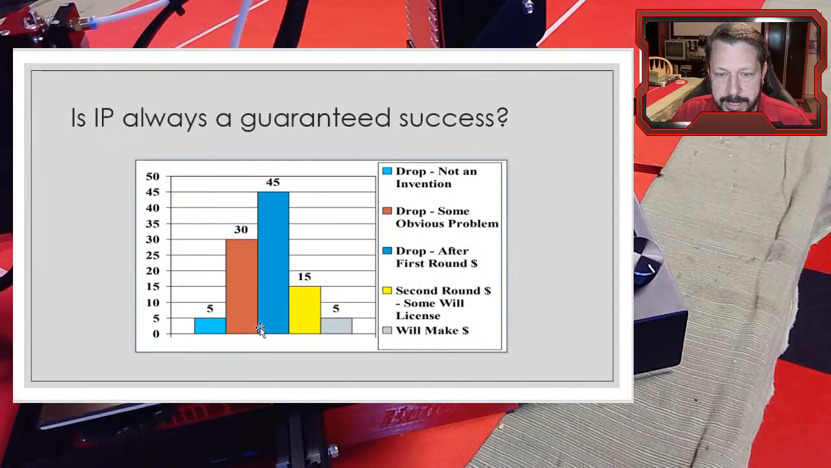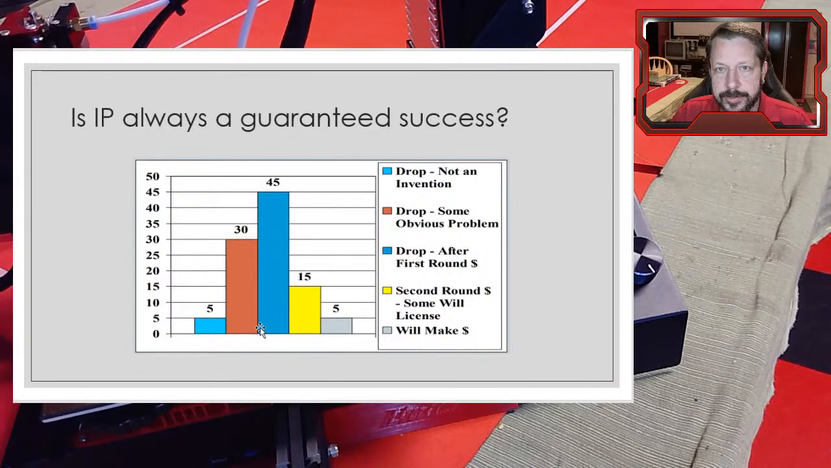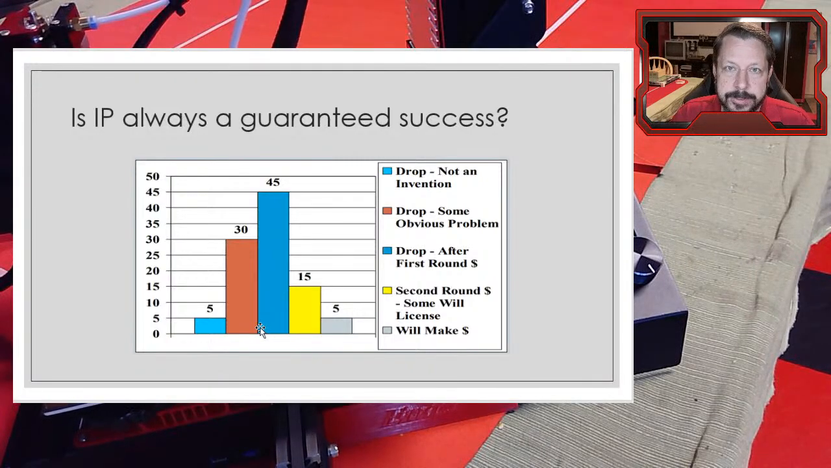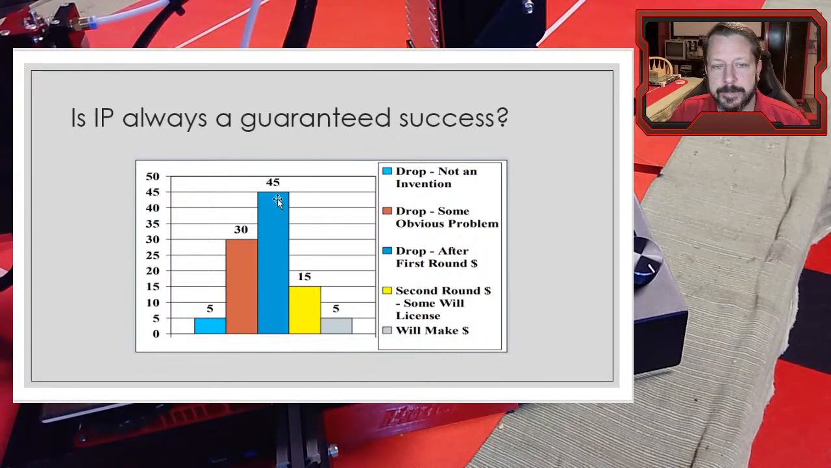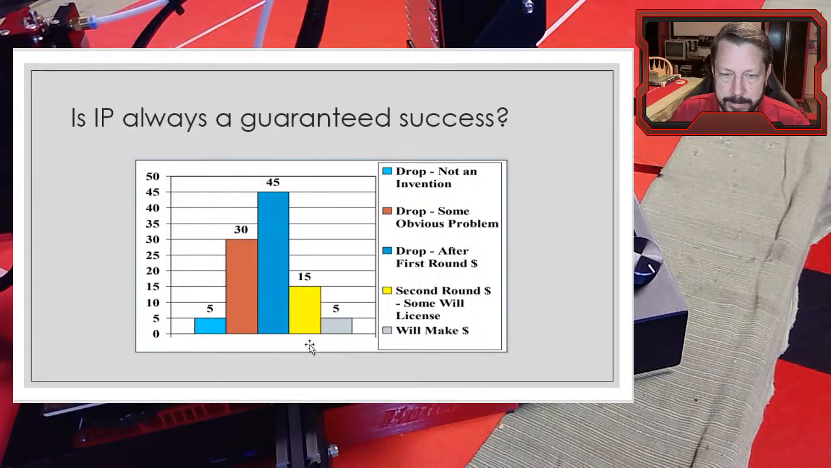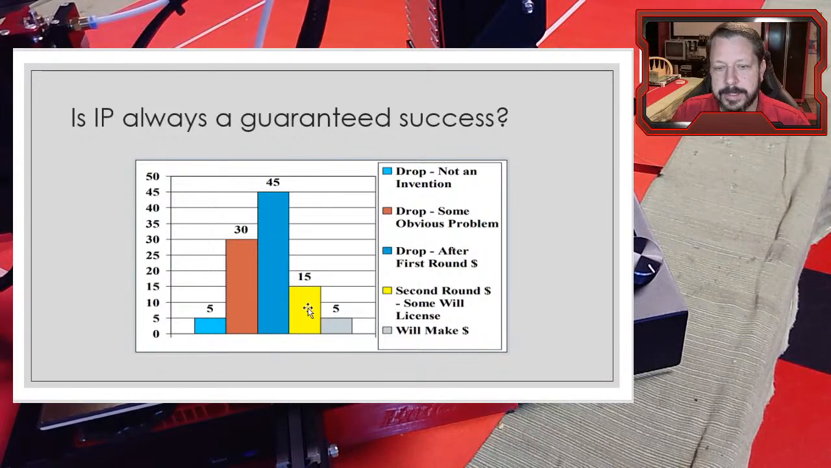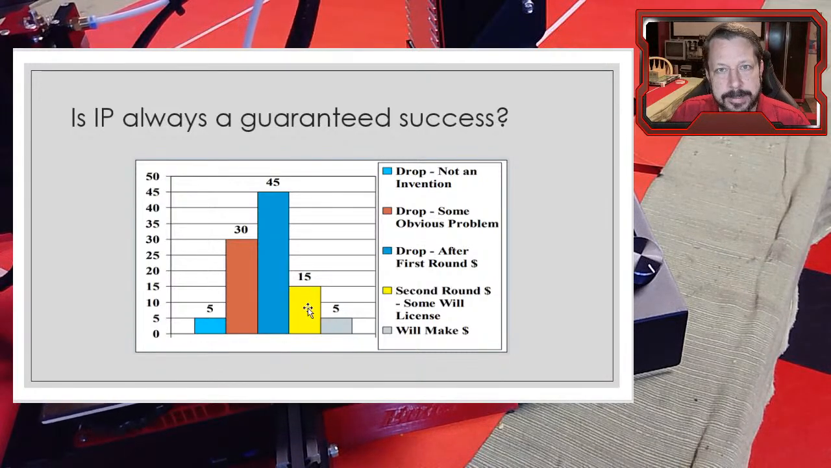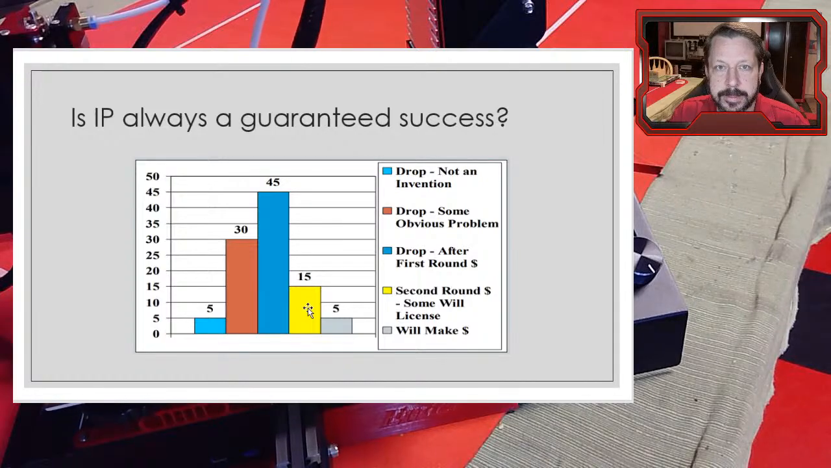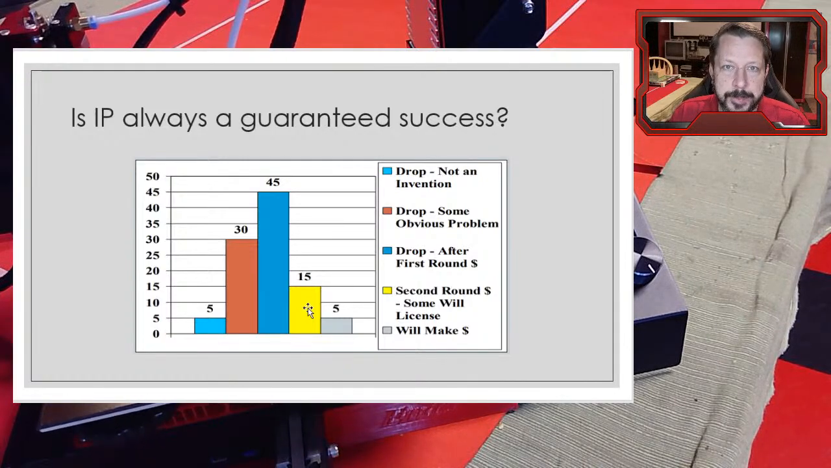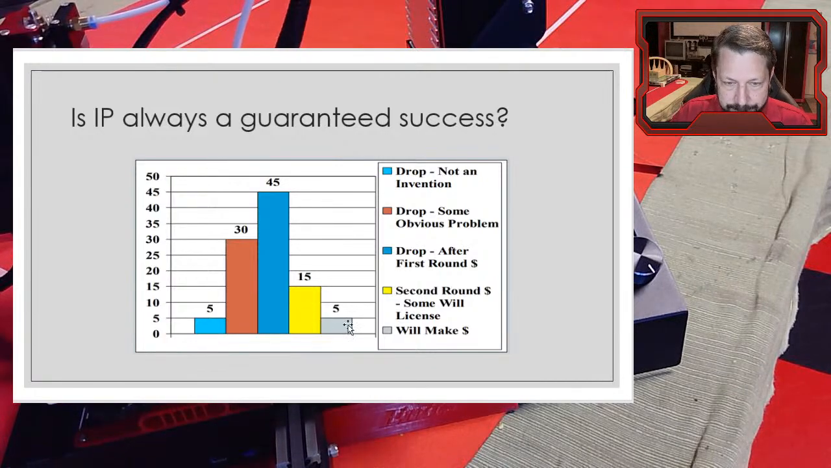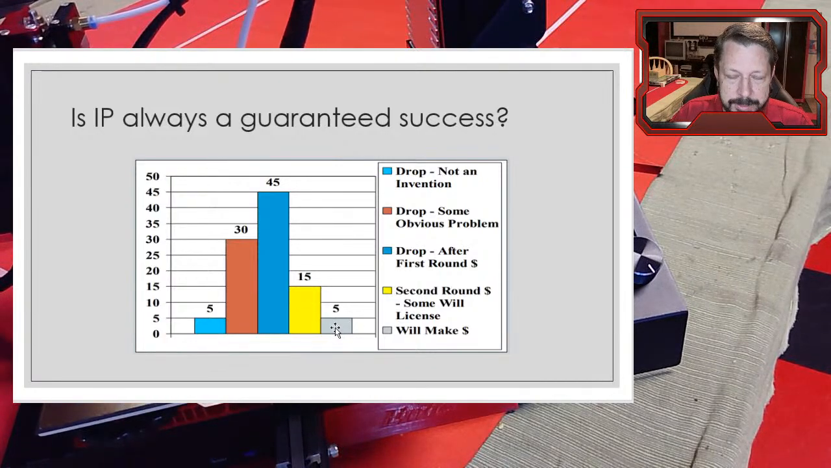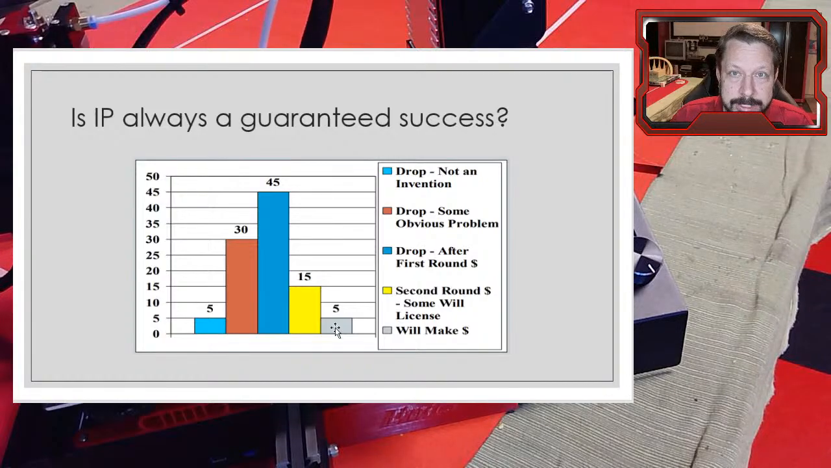So almost half the time, the thing gets dropped after some first round of funding. You get a little bit of investment, maybe you went to the bank and borrowed some money, but you just couldn't make it work. 15% of the time, you'll get that second round and maybe even license it out. So basically at that point, you're recouping all the costs you put into the development. So you're breaking even. Another 5% of the time is when you actually start making money on these patents.